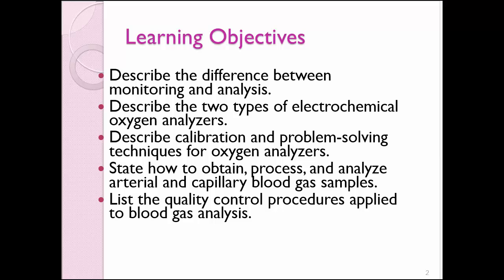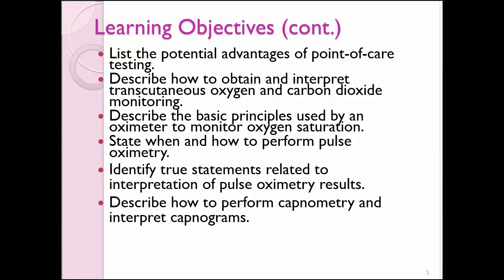list the quality control procedures applied to blood gas analysis, list the potential advantages of point-of-care testing, describe how to obtain and interpret transcutaneous oxygen and carbon dioxide monitoring, describe the basic principles used by an oximeter to monitor oxygen saturation, state when and how to perform pulse oximetry, identify truth statements related to interpretation of pulse oximetry results, describe how to perform capnometry and interpret capnograms.